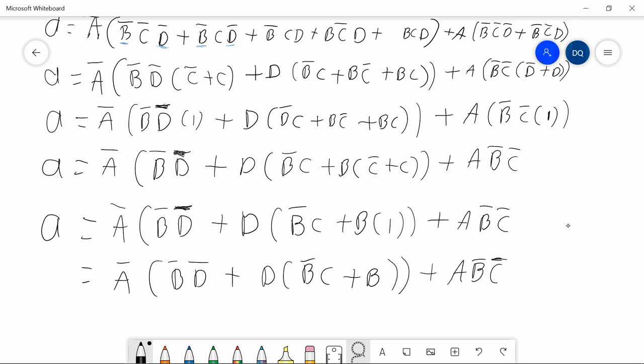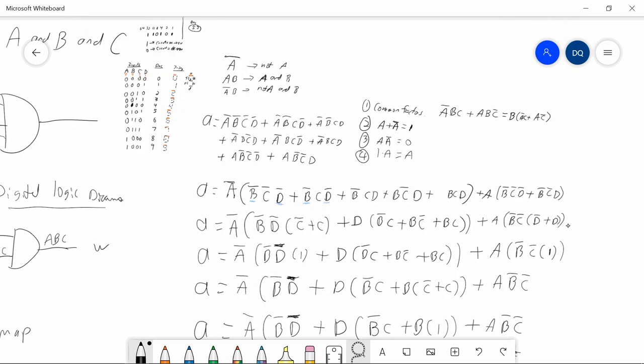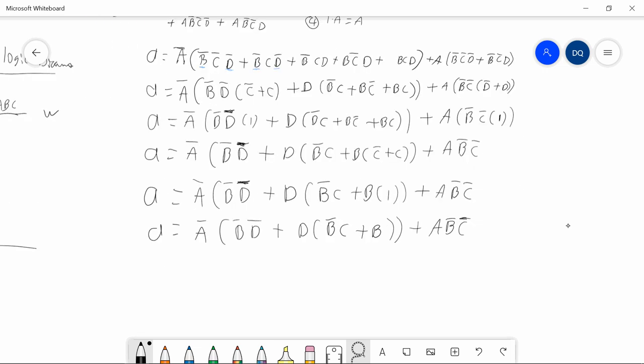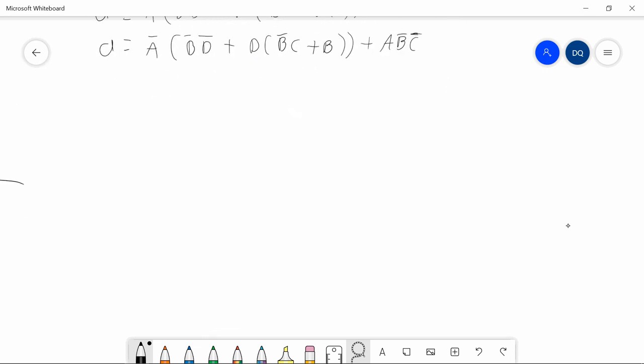Okay, so what have I done? I found that segment A should come on if we have switch A off, switch B and D off, or B on, B off, and C on, or if B is on. Or if A is on, B is off, and C is off. If we have any of these cases, then that segment A should be on. So what does that look like? Let's organize.